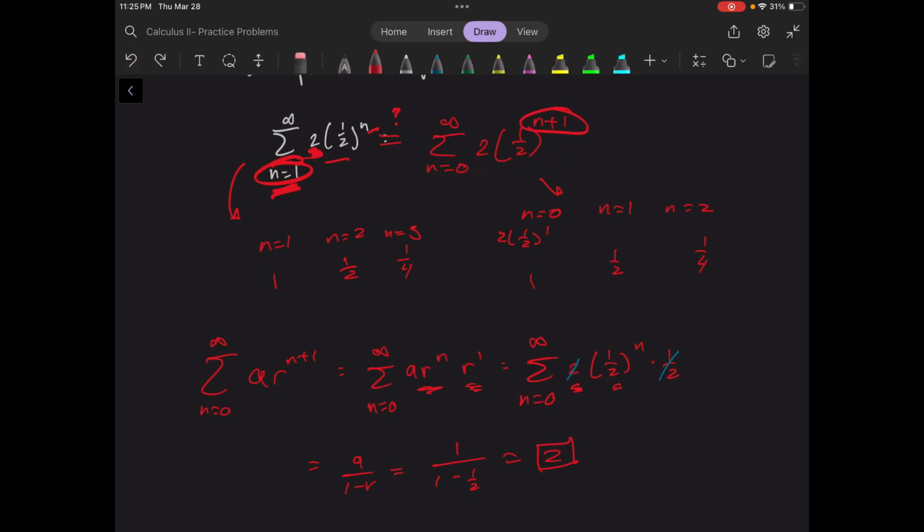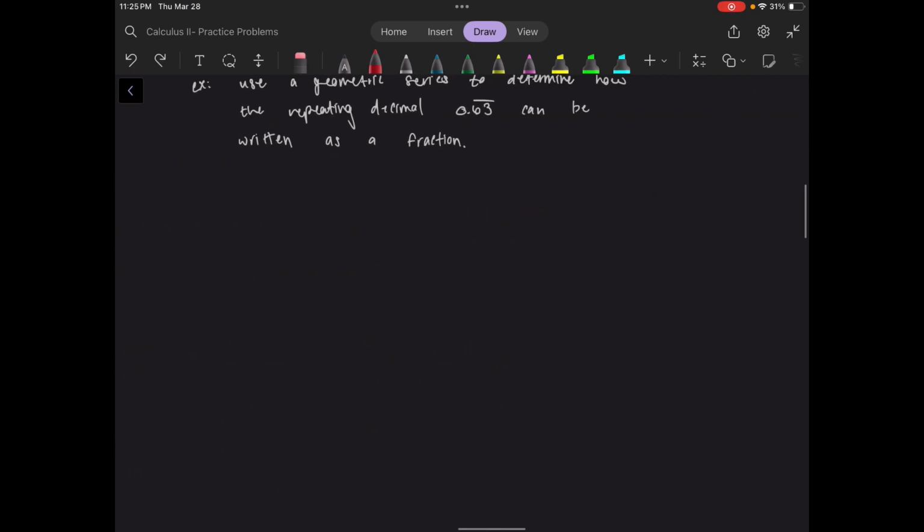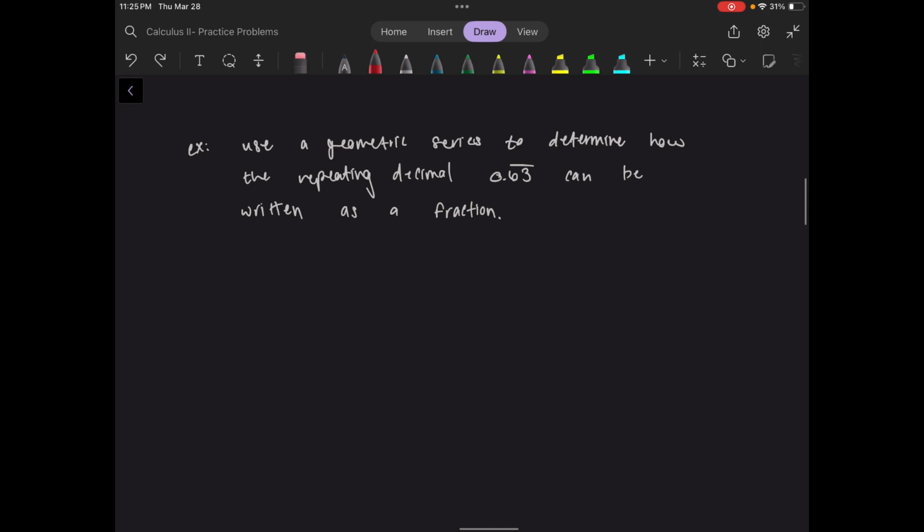And this may or may not come up in your lecture. It just happened to in mine. It's a cool little application. Speaking of cool applications, let's look at this one. Using a geometric series, determine how the repeating decimal 0.63 repeating can be written as a fraction. So how on earth can we write this decimal as a fraction? It's not 63 over 100, right?